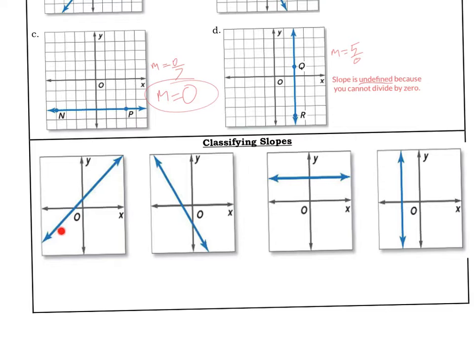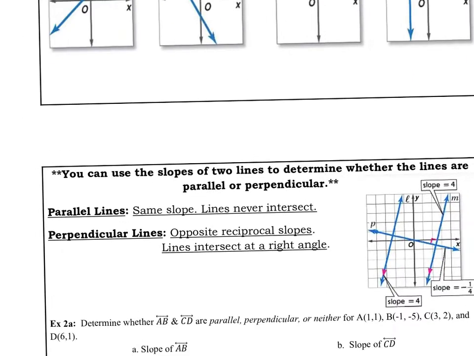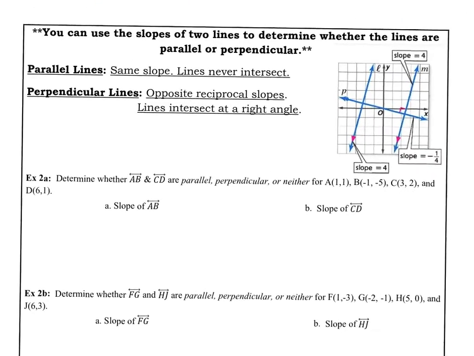Positive slopes go up from left to right. Negative slopes go down from left to right. And zero slopes are completely flat horizontal lines, and undefined slopes are completely vertical lines. They're completely straight up and down. So let's move on to some additional examples.